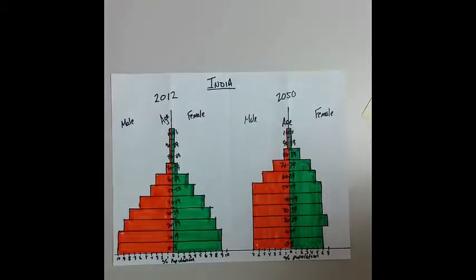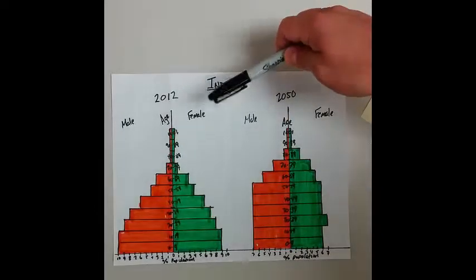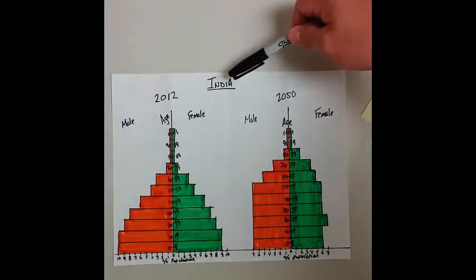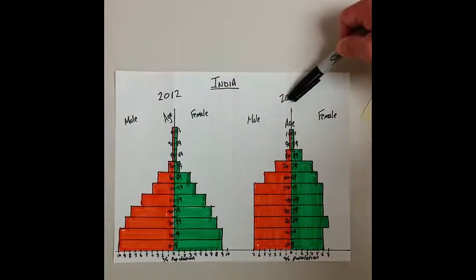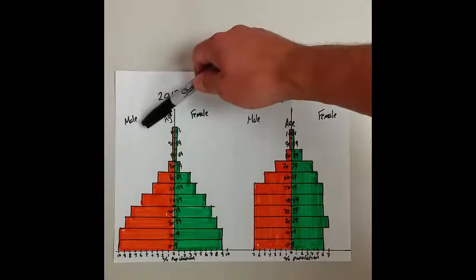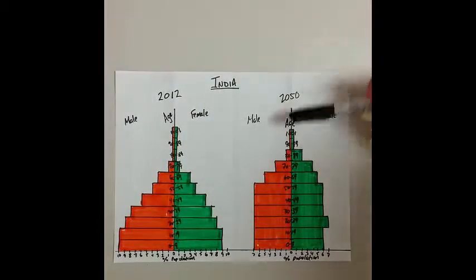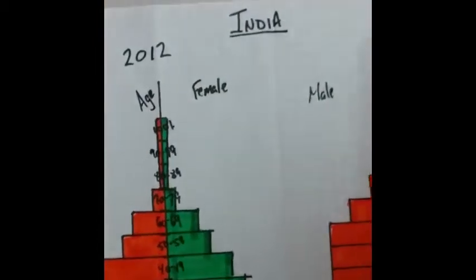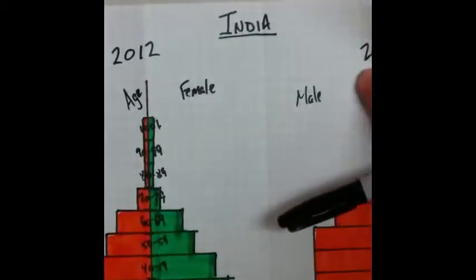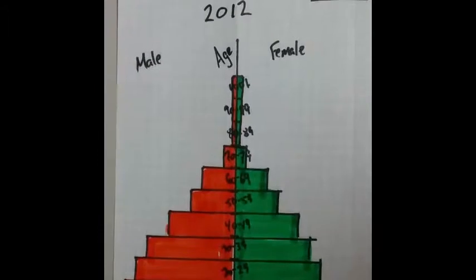So this would be the final product of a population pyramid that you're working on with this class assignment. What you'll notice again is going to be the name of the country spelled correctly, capitalized and underlined. You have a 2012 pyramid and a 2050 pyramid. You have clearly labeled the male and female sides. You have the ages from the youngest to the oldest up top. And then on the baseline, what you're going to notice is going to be the percent of population.